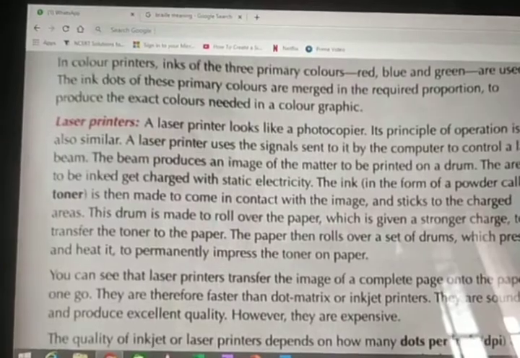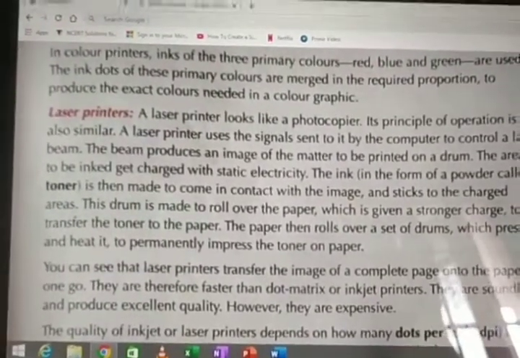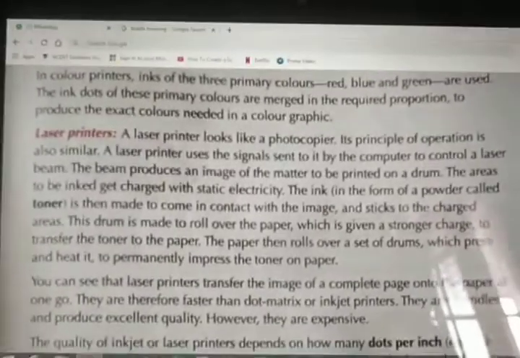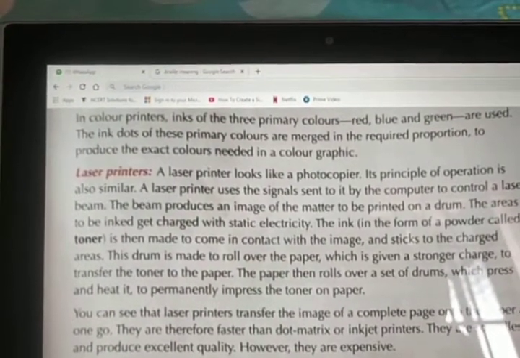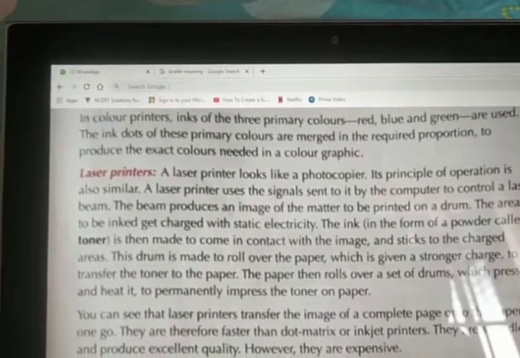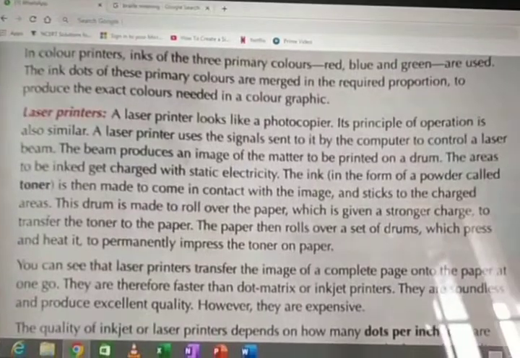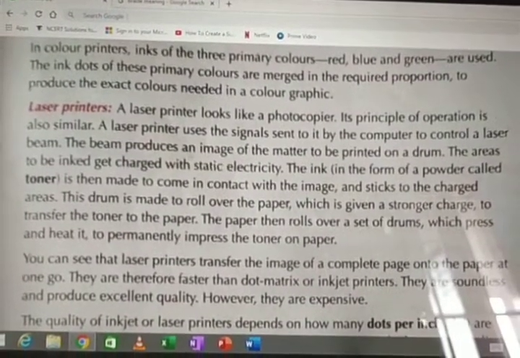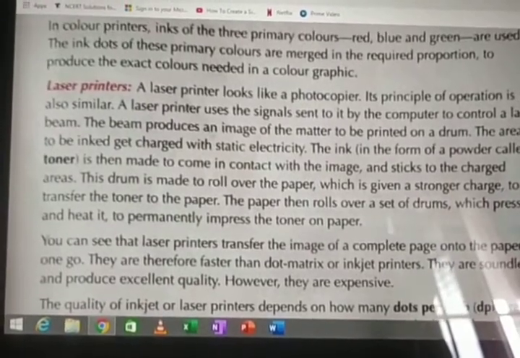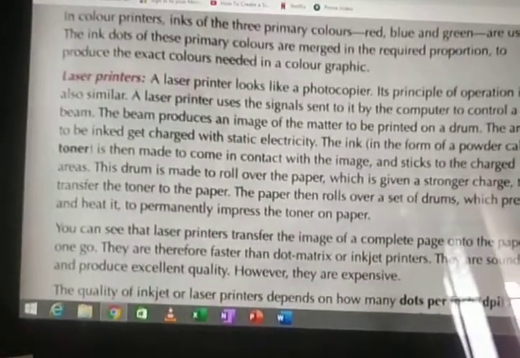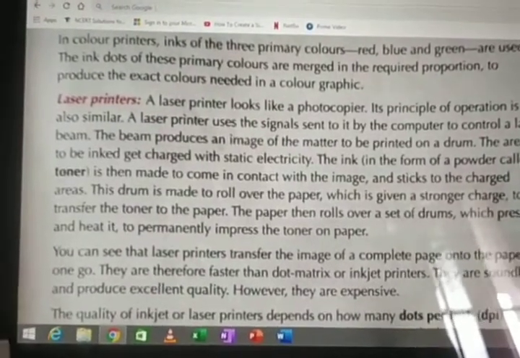So finally what happens? This drum is made to roll over the paper. The ink or toner is pressed on the paper. On the drum you have an image, right? The ink is there on the image, right? That ink is pressed on the paper. Now the characters are printed on the paper. This is how a laser printer works.